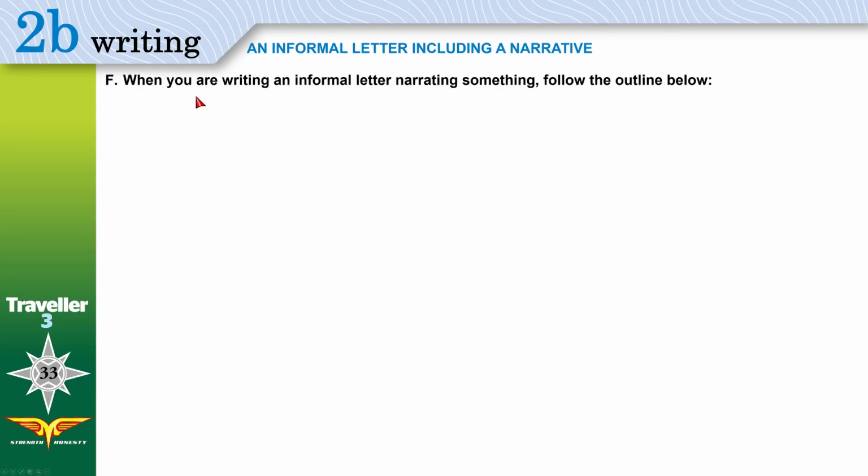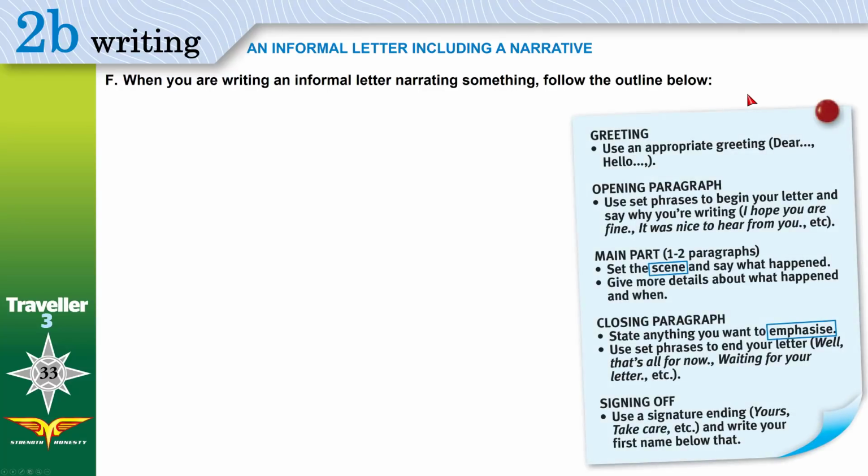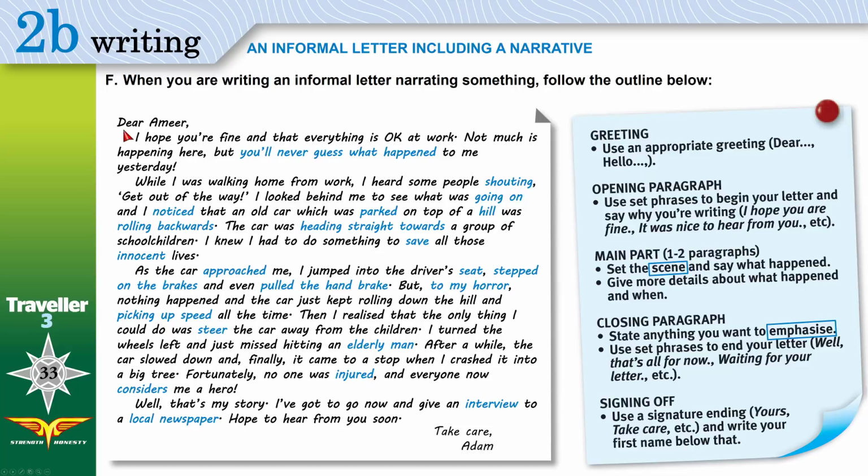F. When you are writing an informal letter narrating something, follow the outline below. You should begin with a greeting. Use an appropriate greeting like dear or hello, like you can see here, Dear Amir. And then you need the opening paragraph, which is right here. I hope you're fine. Use set phrases to begin your letter and say why you're writing, like I hope you're fine, it was nice to hear from you, etc.